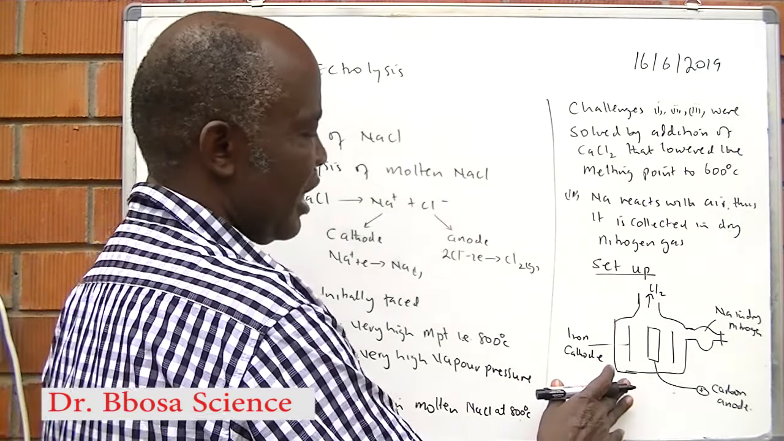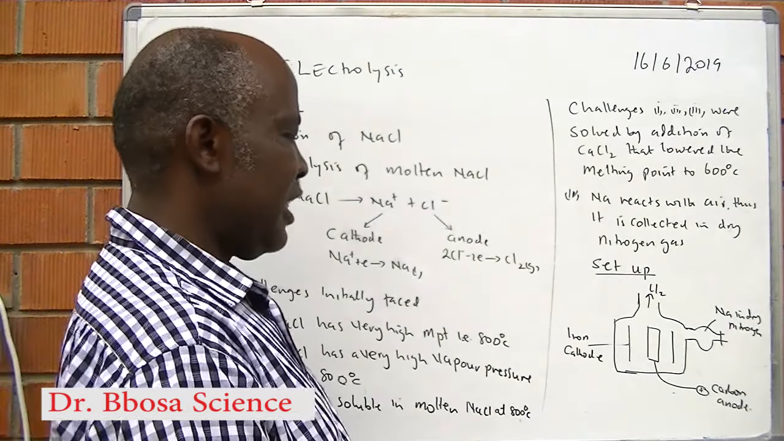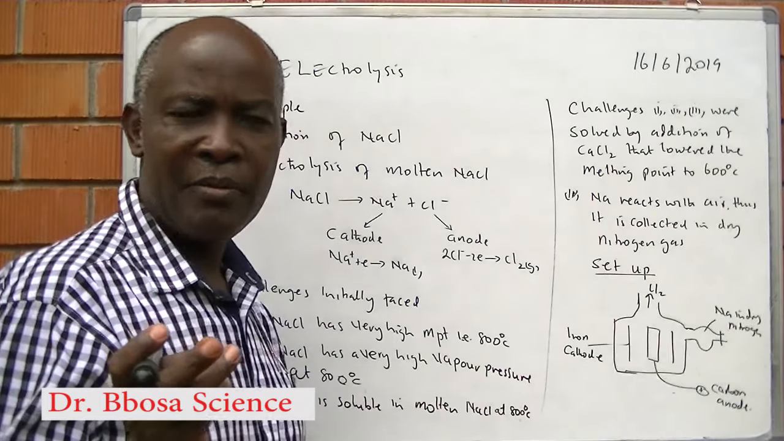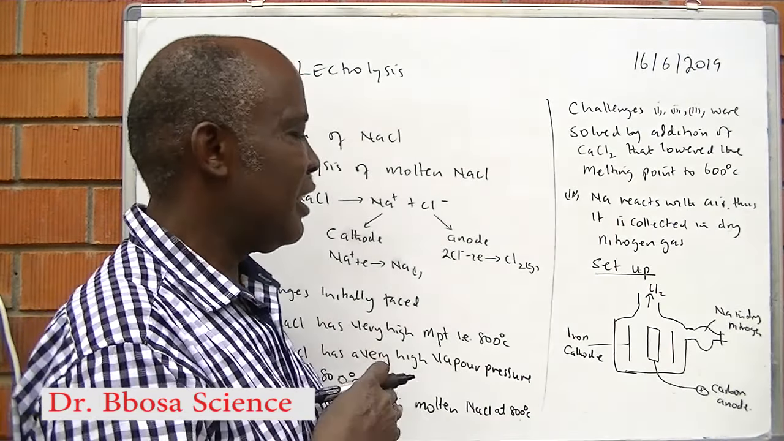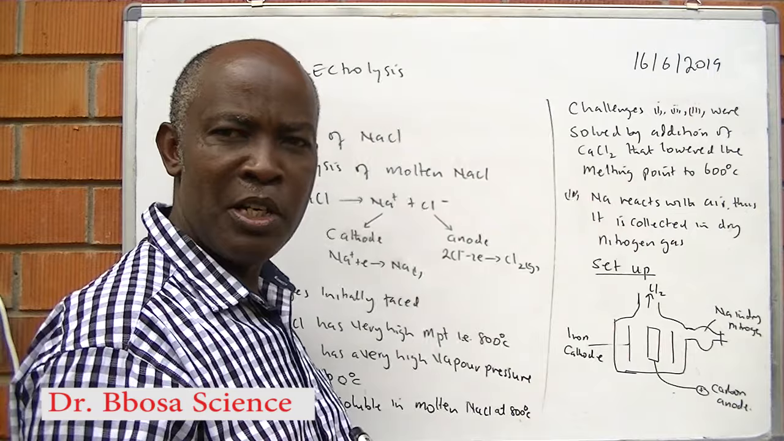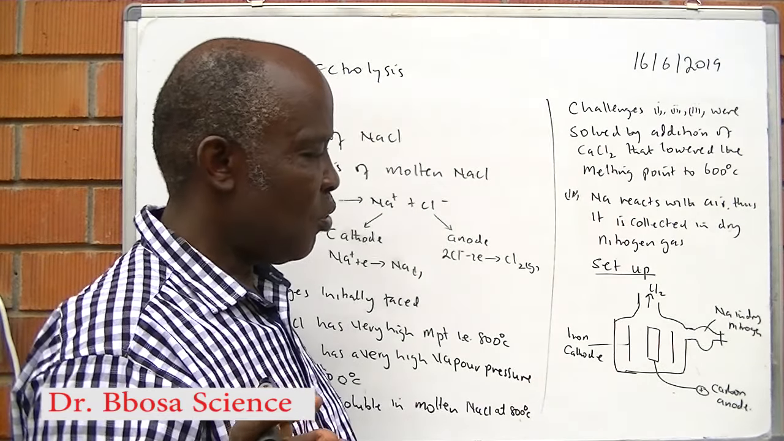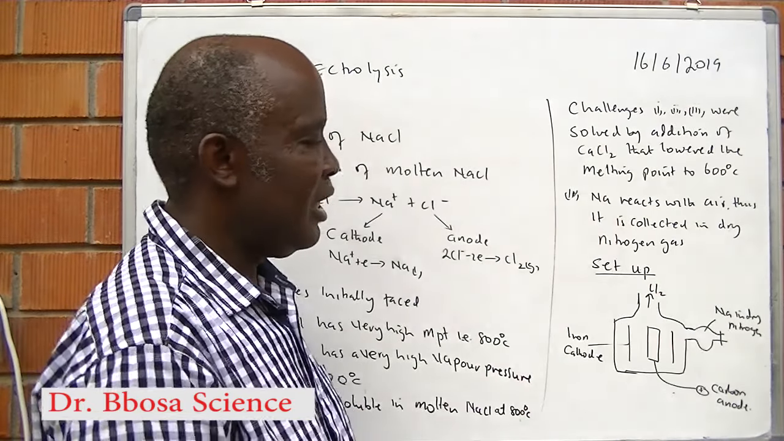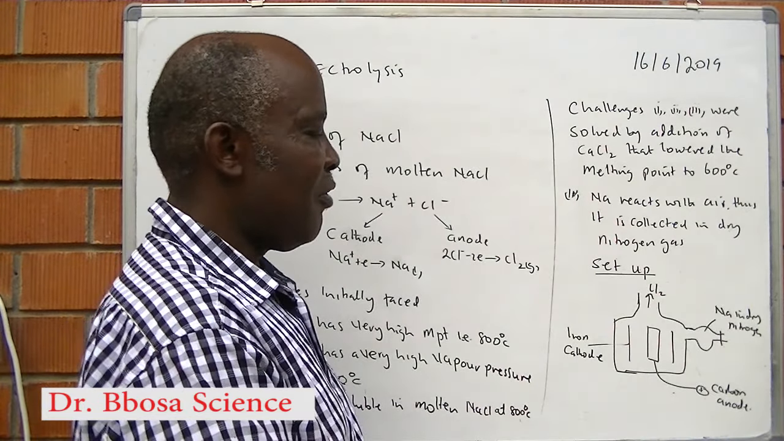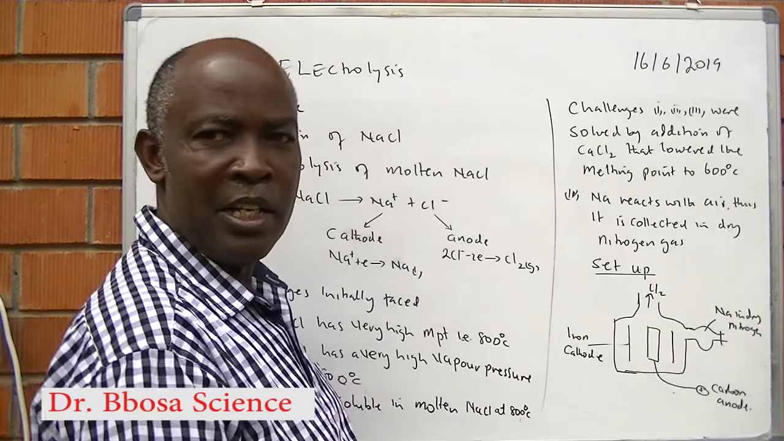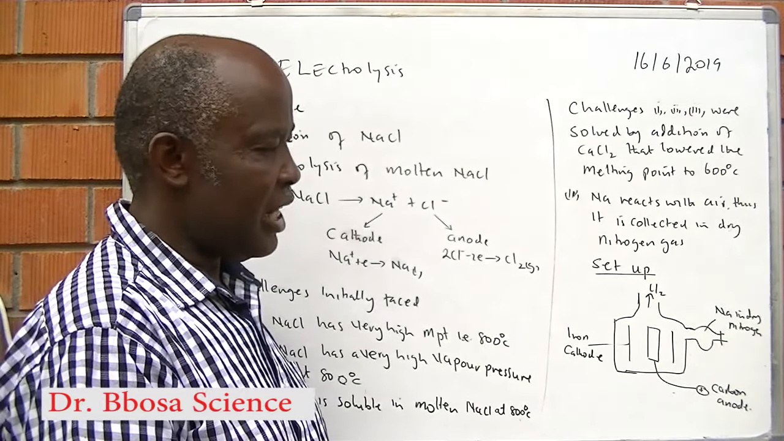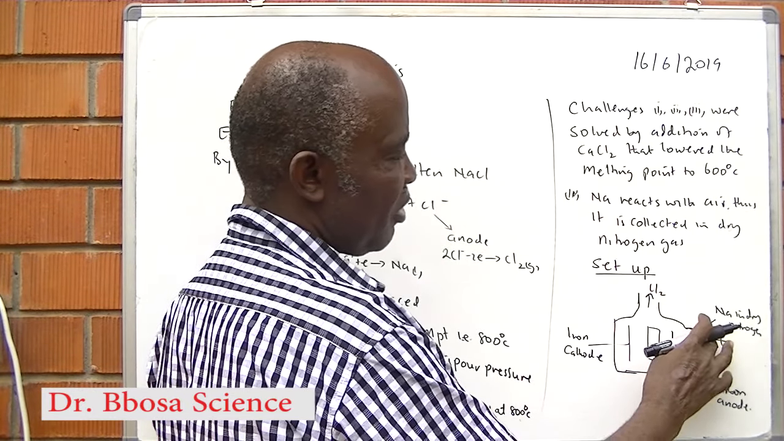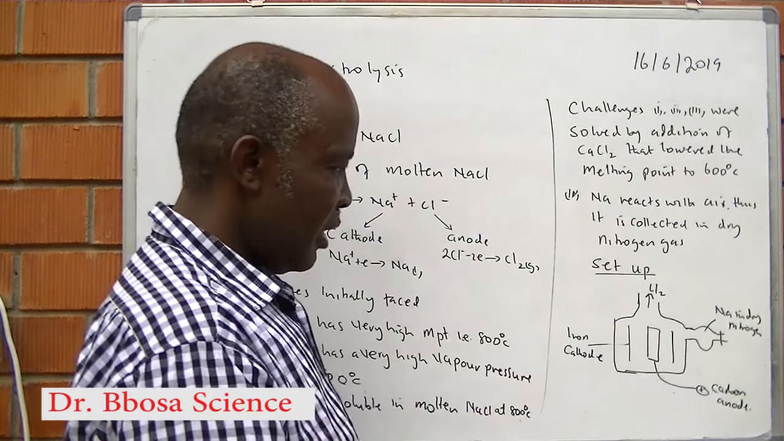Then the setup is as follows. You have a cylindrical cathode, which is iron. Iron was chosen because it is cheap and it has a melting point higher than that of sodium chloride. We don't want a cathode which is going to dissolve in the solution. Then you have a carbon anode. We say carbon is used because carbon does not react with chlorine. Then sodium is collected in dry nitrogen.